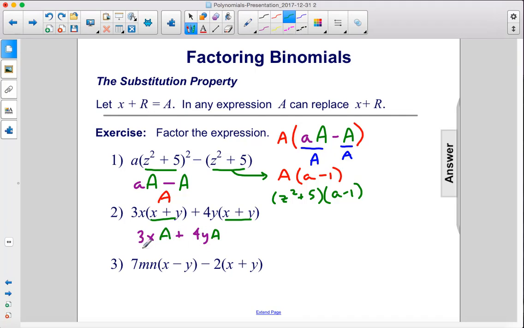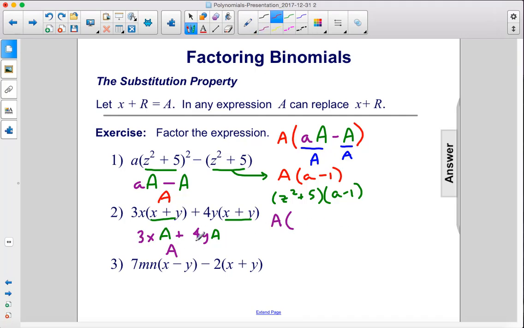Well, for coefficients, we have 3 and 4. The greatest common factor between 3 and 4 is 1, so we don't have to include that at all. We have an x here, but there's no x over here. Therefore, we don't have x in our greatest common factor. However, we do have A and an A. So A is our greatest common factor. We take A out of our equation, and then we have to figure out what's left on the right side.